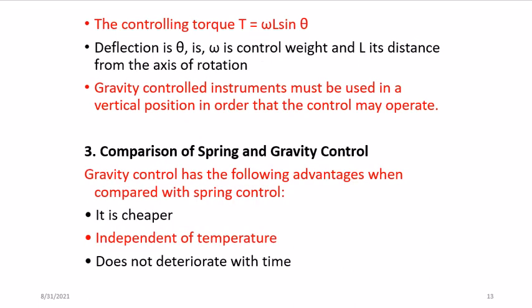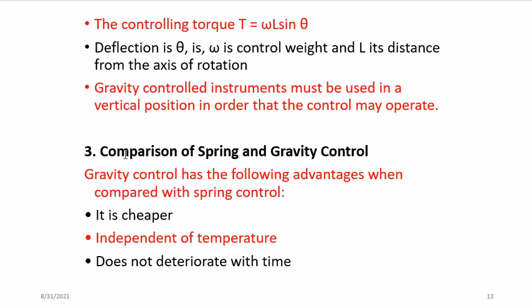Now, the control torque provided by this gravity controlled instrument must be used in a vertical position, because if it is vertical, that is when the earth will be attracting it, but anything that is horizontal is not subjected to any gravitational attraction. So it has to be in the vertical position in order to make sure that the control may operate. As I told you, in the vertical position there is gravitational attraction. In the horizontal, it is level to the earth, no acceleration due to gravity.